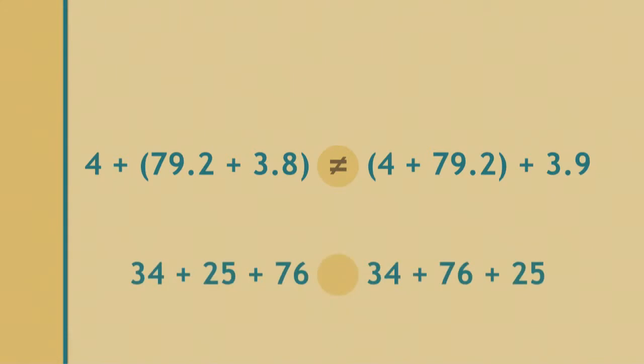Let's look at a second one. There is no grouping, so this is not the associative property. It's the order that's changed. Without adding them together, can you tell whether the two sides are equal?